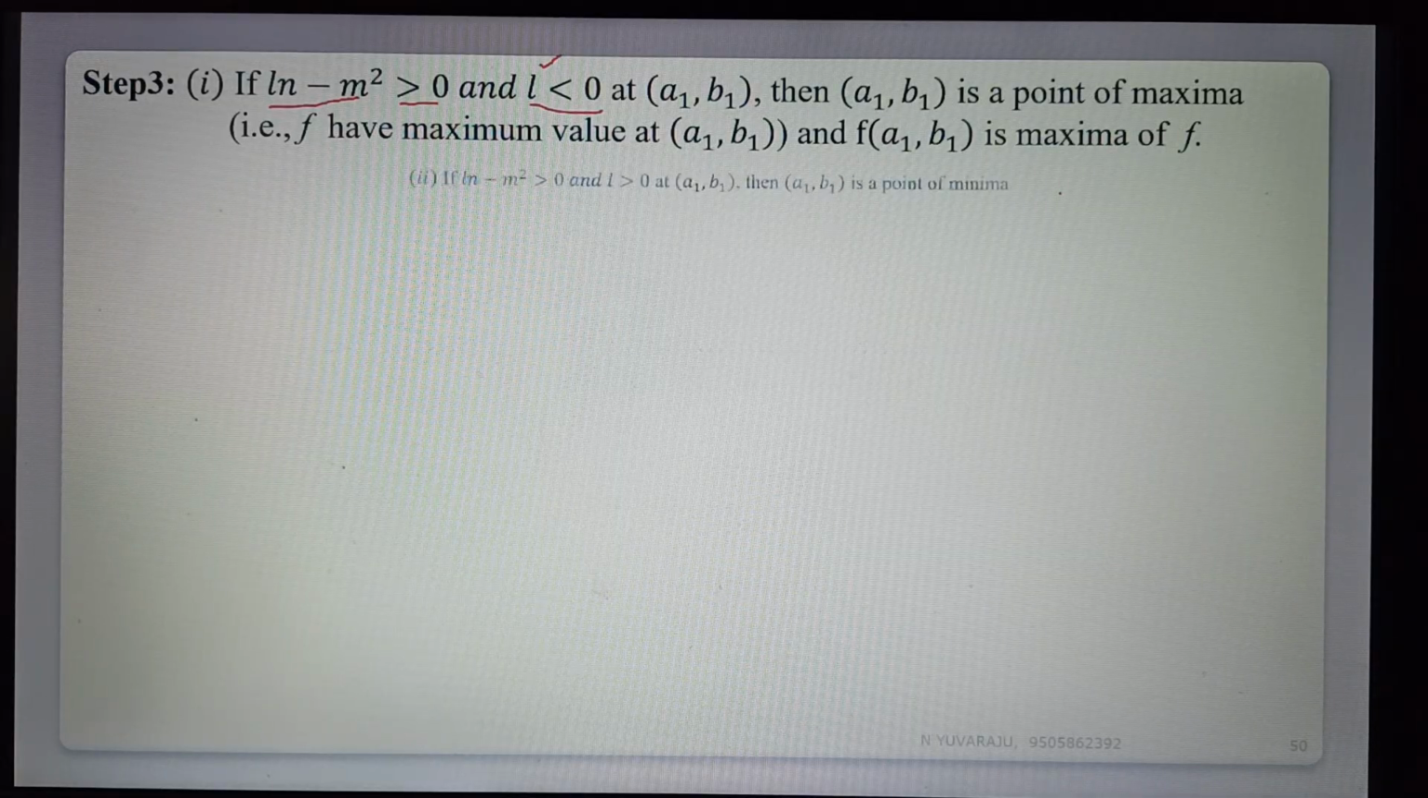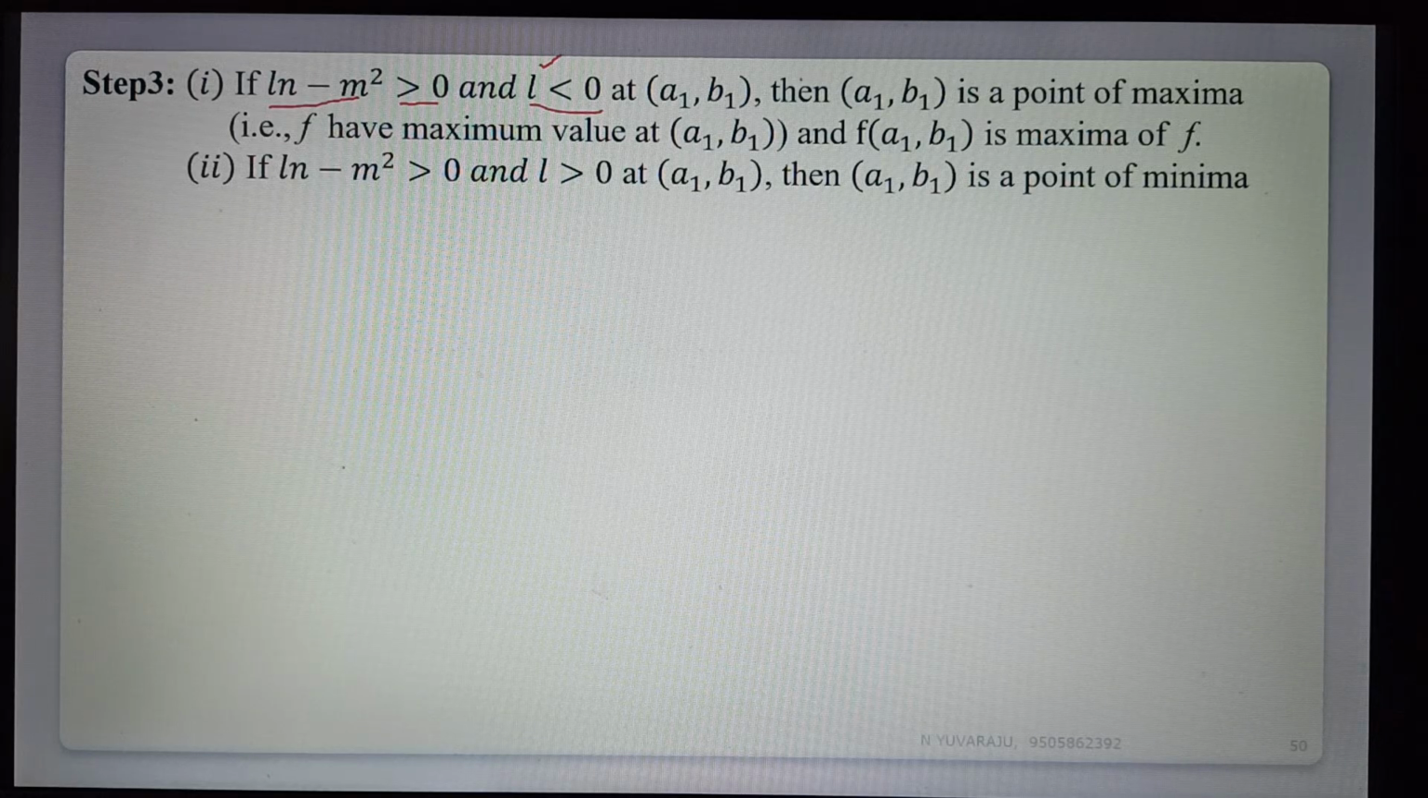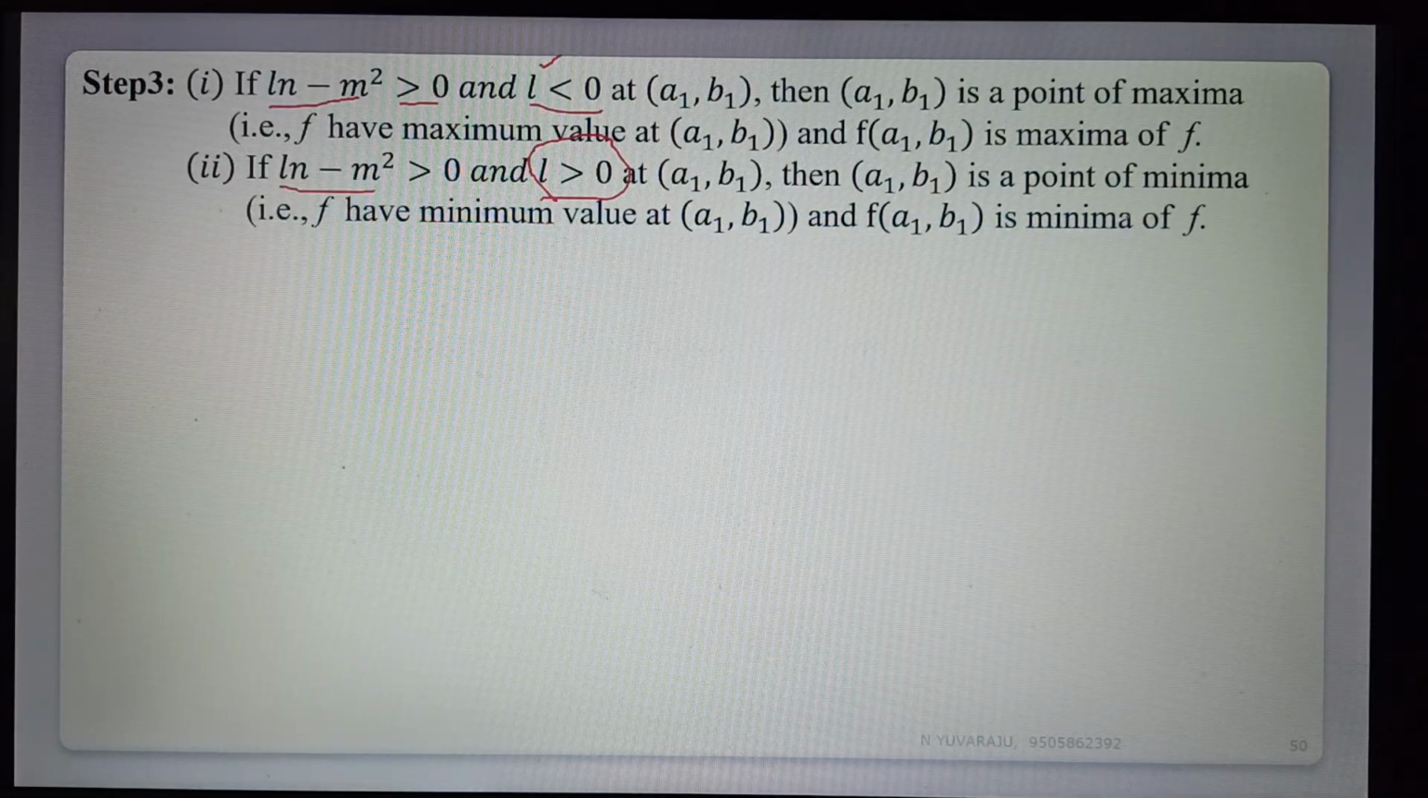In case 2, in case at the point a1 comma b1 ln minus m square is greater than 0 and L is greater than 0, that is, L is positive, then a1 comma b1 is the point of minima. That is, the function f has a minimum value at a1 comma b1, and f of a1 comma b1 is the minimum of f. If the L value is positive, but the condition is the same, ln minus m square is greater than 0, then that point is called the point of minima and f of a1 comma b1 is called the minimum value.